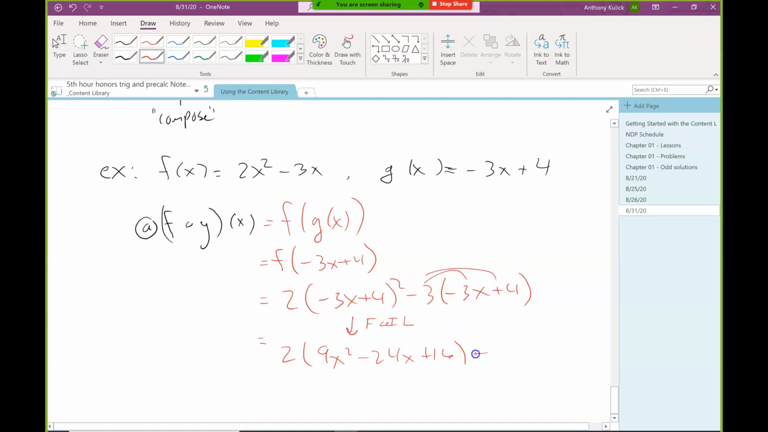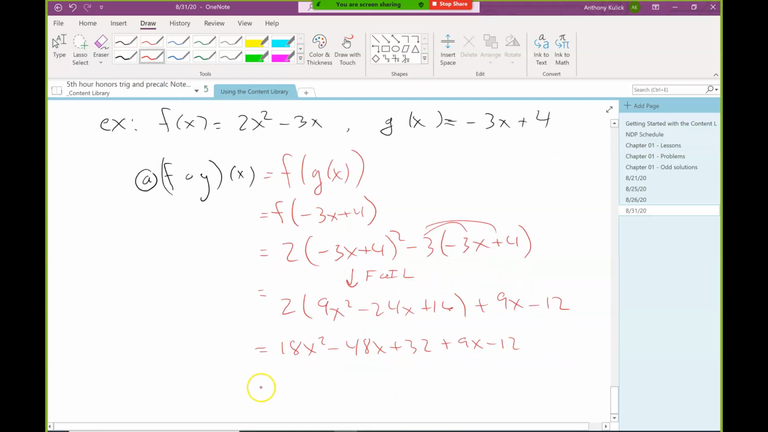And then the other spot I need to distribute. And then we got to distribute that 2 through. And then if we combine our like terms, we reach our final answer of 18x squared minus 39x plus 20. Yuck. There's a lot of symbol pushing there, but we survived.